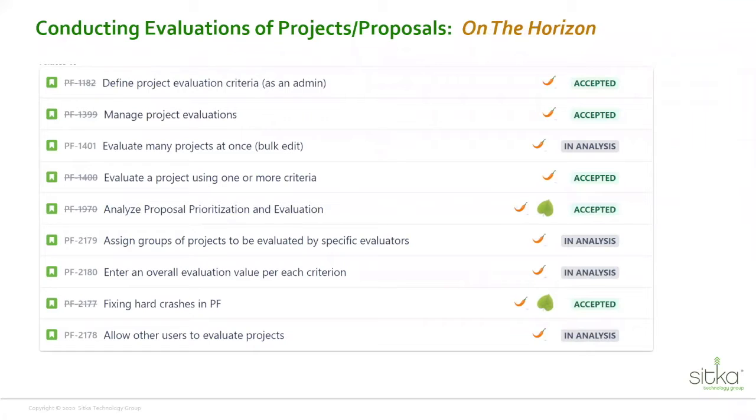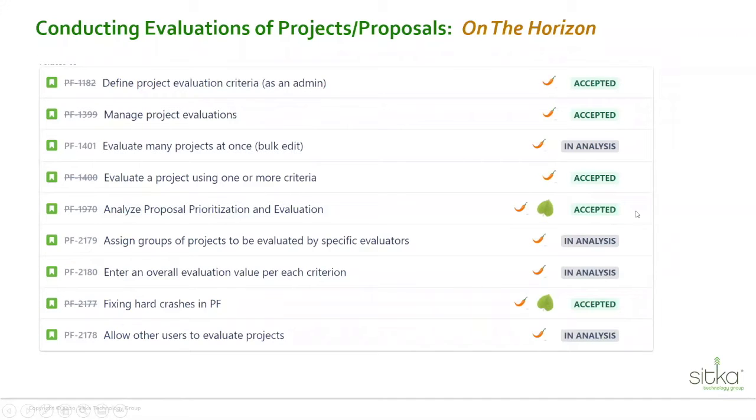So for those of you who aren't familiar with software development, we basically track units of work as stories or features that we will implement. And what you're looking at here is a number of different stories. So this one, define project evaluation criteria as an admin. So we just looked at that, how you can do that as an admin. It's been accepted. So anything that says accepted is work we've completed.